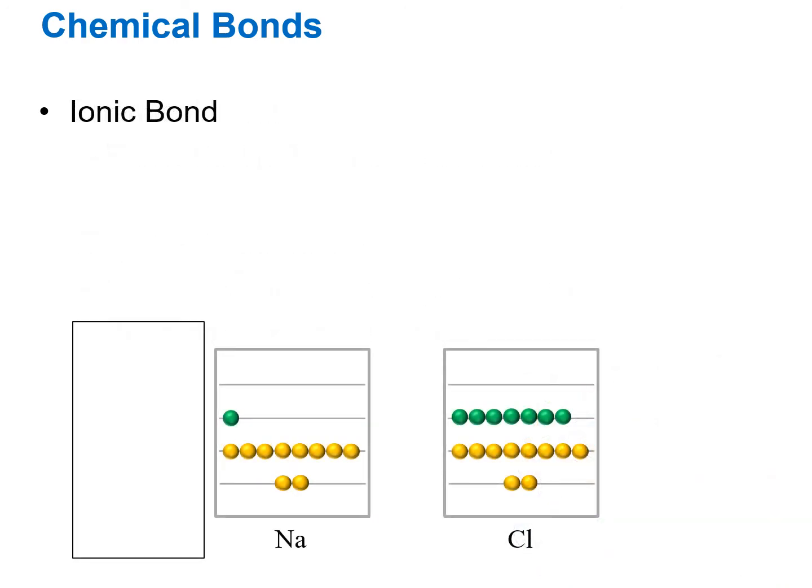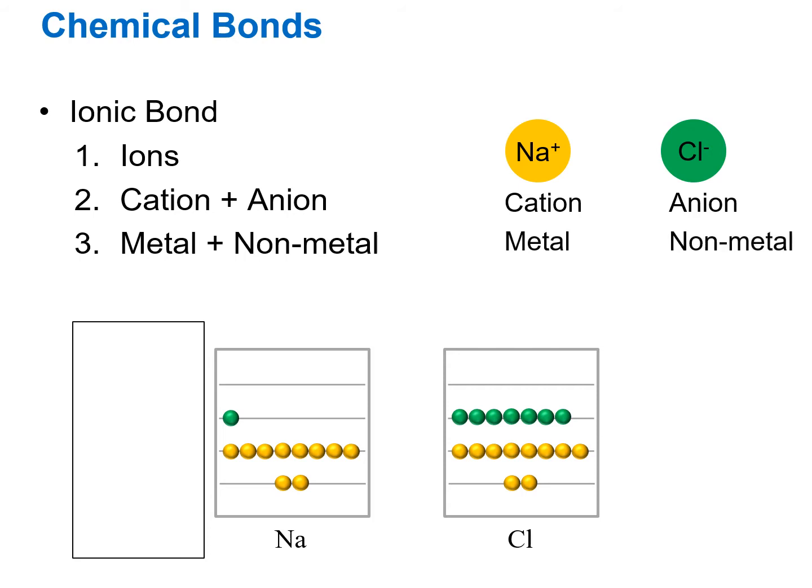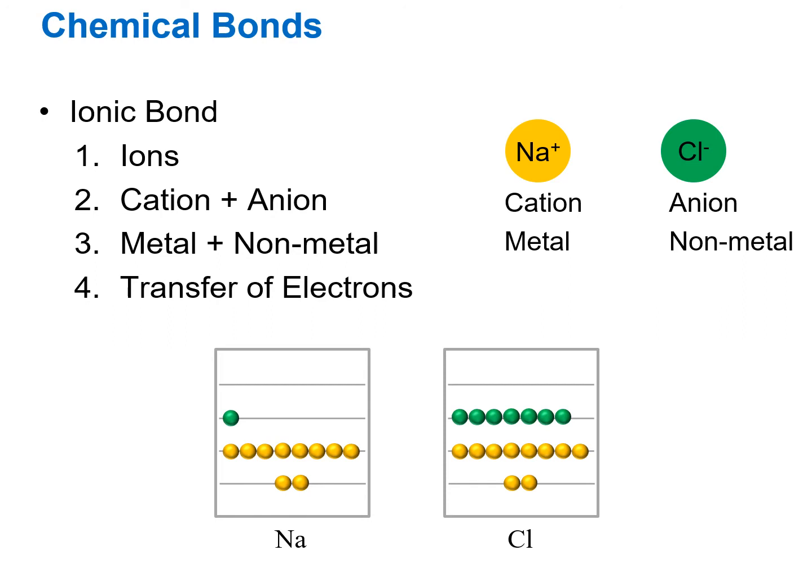There are a variety of types of bonds. We're going to be focusing on two, one of them being the ionic bond. And as the name implies, we will be dealing with ions. And we can say that an ionic bond, then, is the union between a cation and an anion, and that's true. We could also say that it is the bond between a metal and a nonmetal, and this, too, is true. And another way we could describe an ionic bond is to say that it's the transfer of electrons from one atom to another atom, and this also is true.